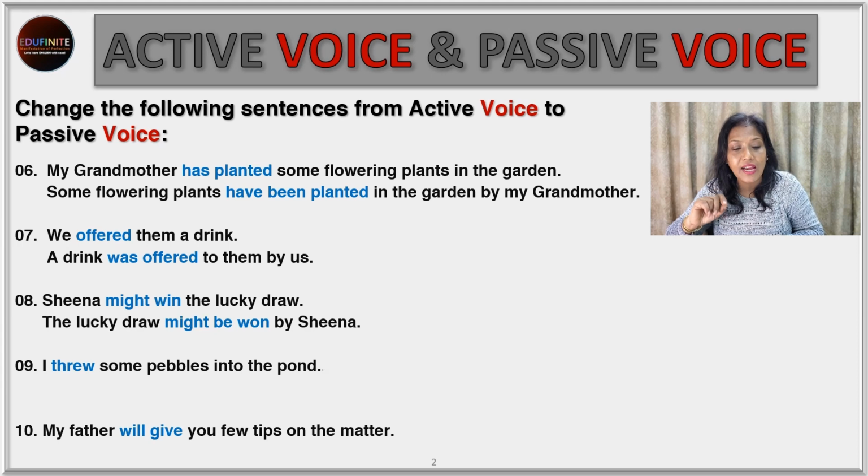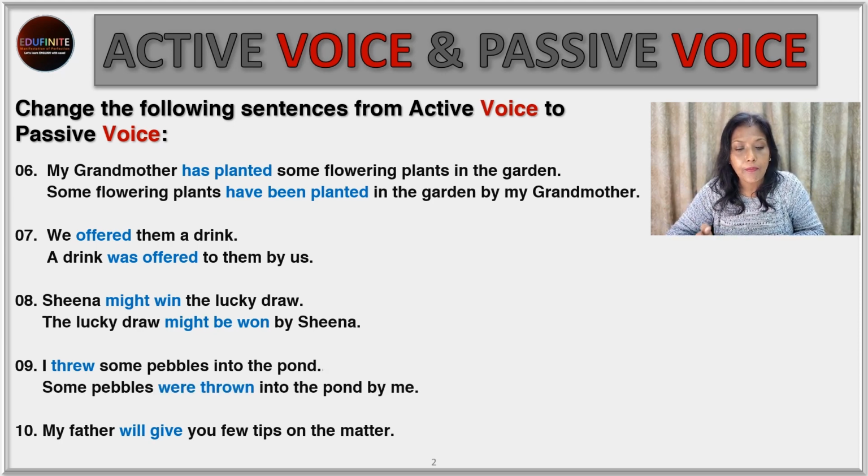So the lucky draw might be with modal verbs and will shall. It's be. Be has to be there. Be. And then win becomes won, the third form of the verb. That's a past participle form. Then by the preposition and then the subject comes right at the end. The subject of the active voice comes right at the end to become the object in passive voice. So the lucky draw might be won by Sheena.